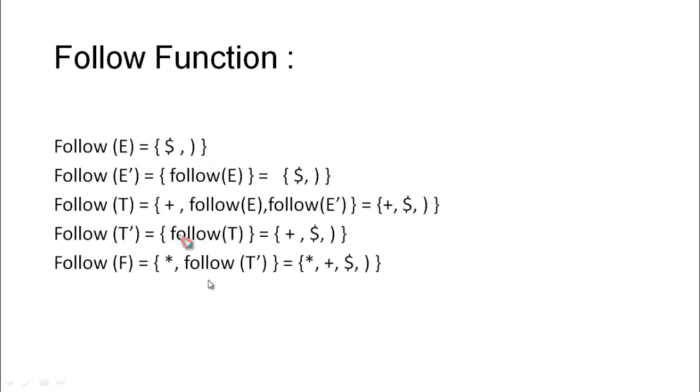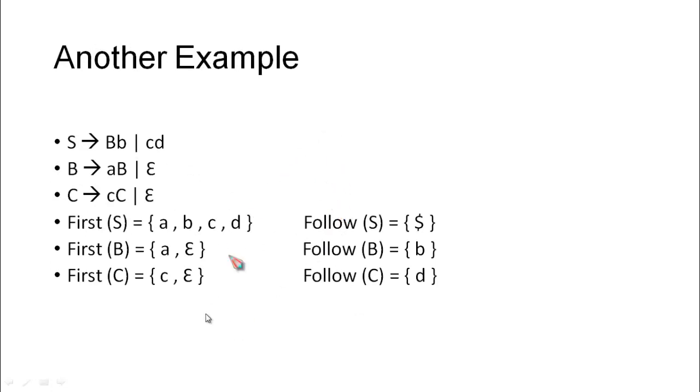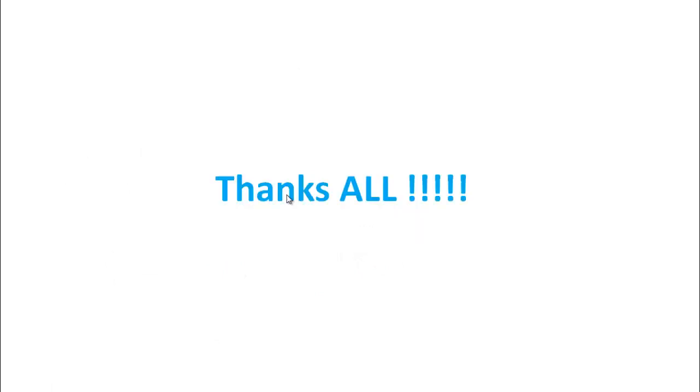So finally we get follow of E: dollar and closing bracket. Follow of E prime is the same as follow of E, that means dollar and closing bracket. Follow of T is plus plus follow of E prime, that is plus, dollar sign and closing bracket. Follow of T prime is plus, dollar sign and closing bracket. Follow of F is multiplication plus follow of T prime, that means multiplication, plus, dollar sign and closing bracket. So this is our follow function, and this is another example for first and follow function. So thank you for watching.